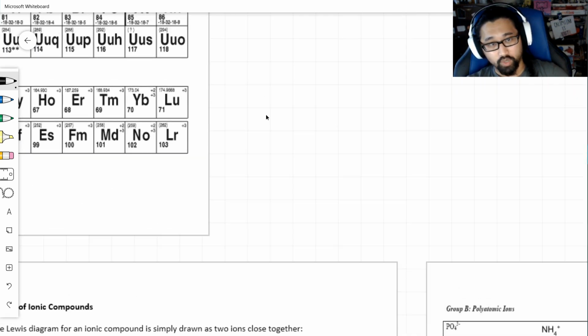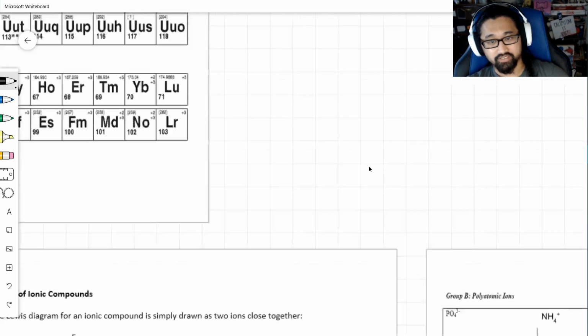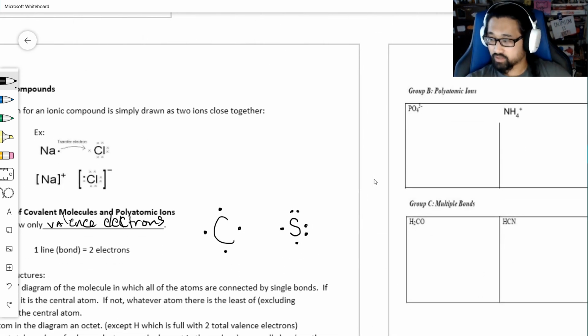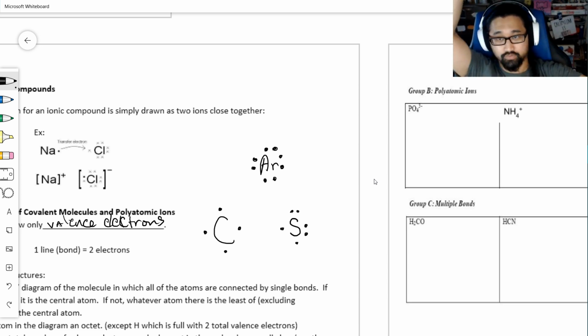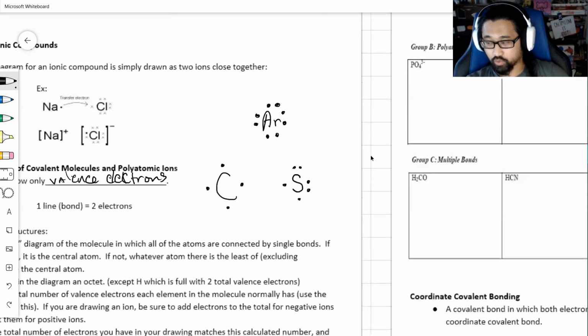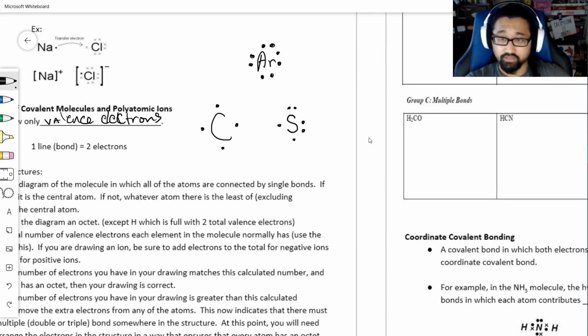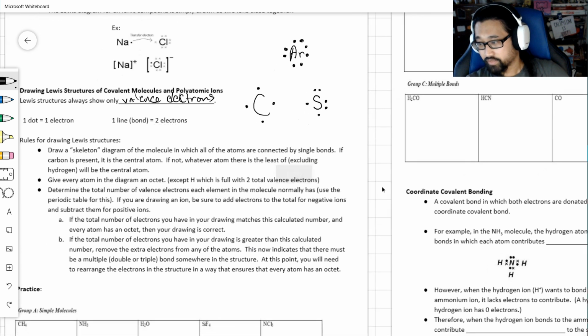Ideally, every element wants to look like argon. Argon has 8 valence electrons, which means that argon is going to be Ar. It's going to have 1, 2, 3, 4, 5, 6, 7, and 8. This would be a completely full valence shell. It has 8 electrons that are paired off, 2 on the top, 2 on the bottom, 2 on the left, and 2 on the right. Carbon is not quite full. Sulfur is not quite full. As such, carbon and sulfur tend to try to bond with other elements so that eventually they can get to 8 valence electrons.